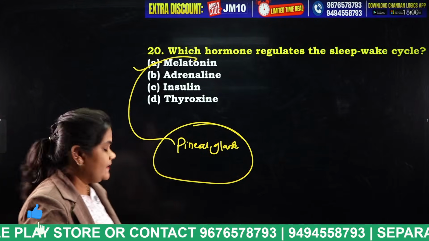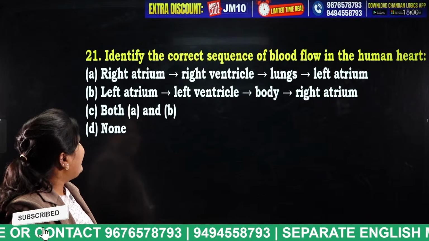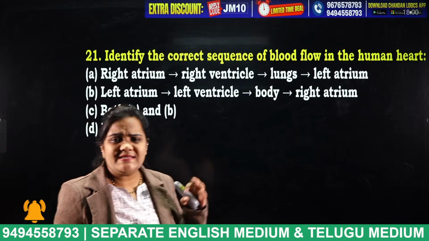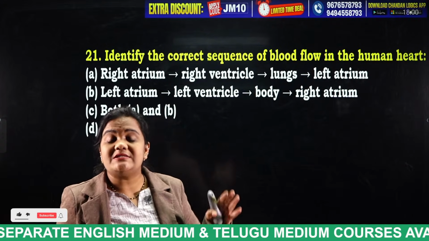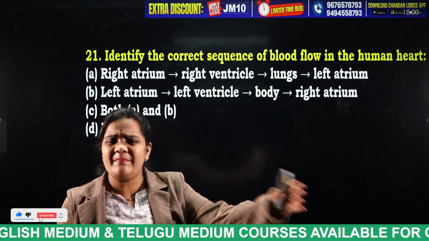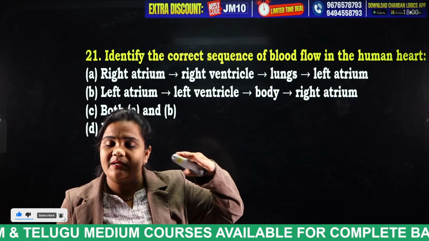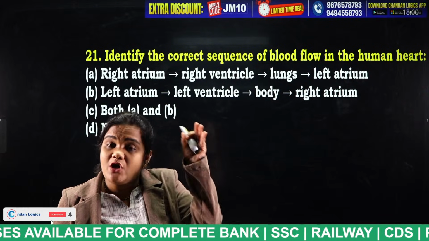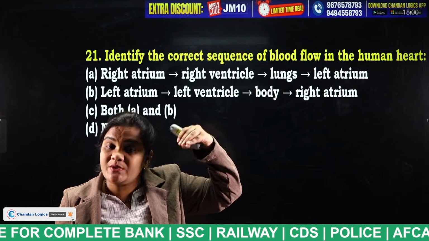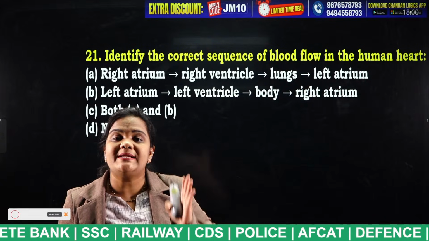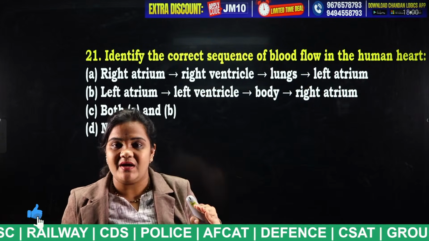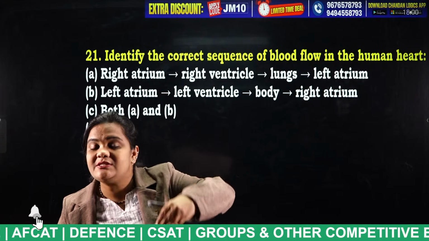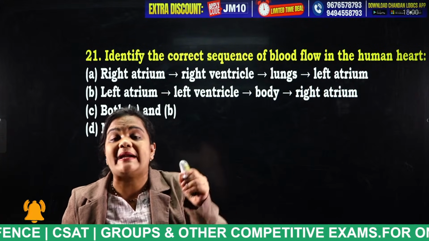Very good. Next question. Identify the correct sequence of blood flow in the human heart. So listen, students, first of all, just remember, the deoxygenated blood enters into the right atrium from the superior vena cava and inferior vena cava. Then that deoxygenated blood enters into the right ventricle through the tricuspid valve.